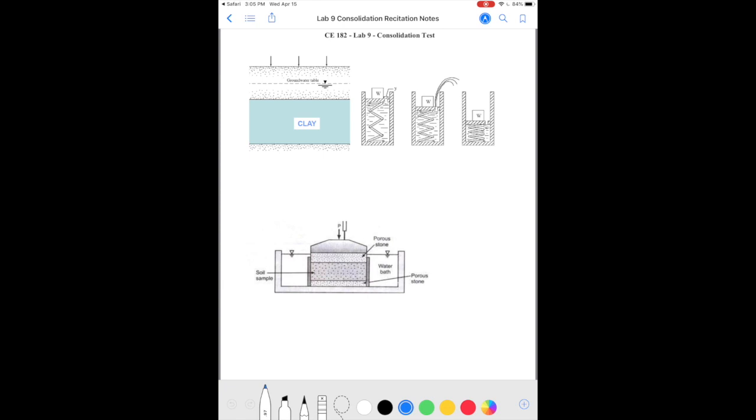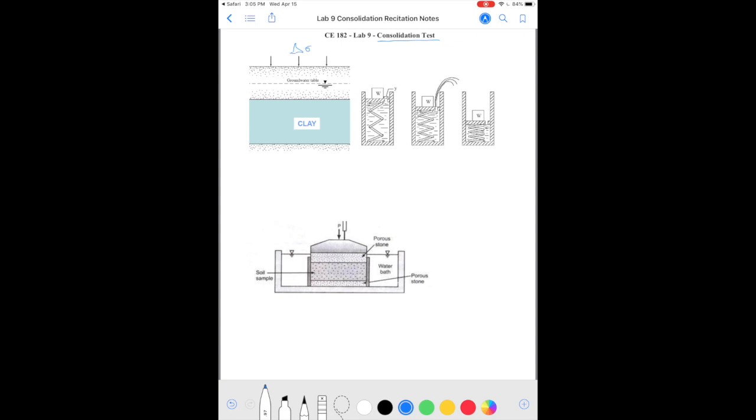So this lab is consolidation test lab, lab number 9. And here we will be studying consolidation properties of clay soils. So here on the top is an example of a field situation where we may have a layer of clay sandwiched between sand below. It could also be bedrock or some other soil type. And there is sand above, there is a groundwater table, and then we are applying some load.